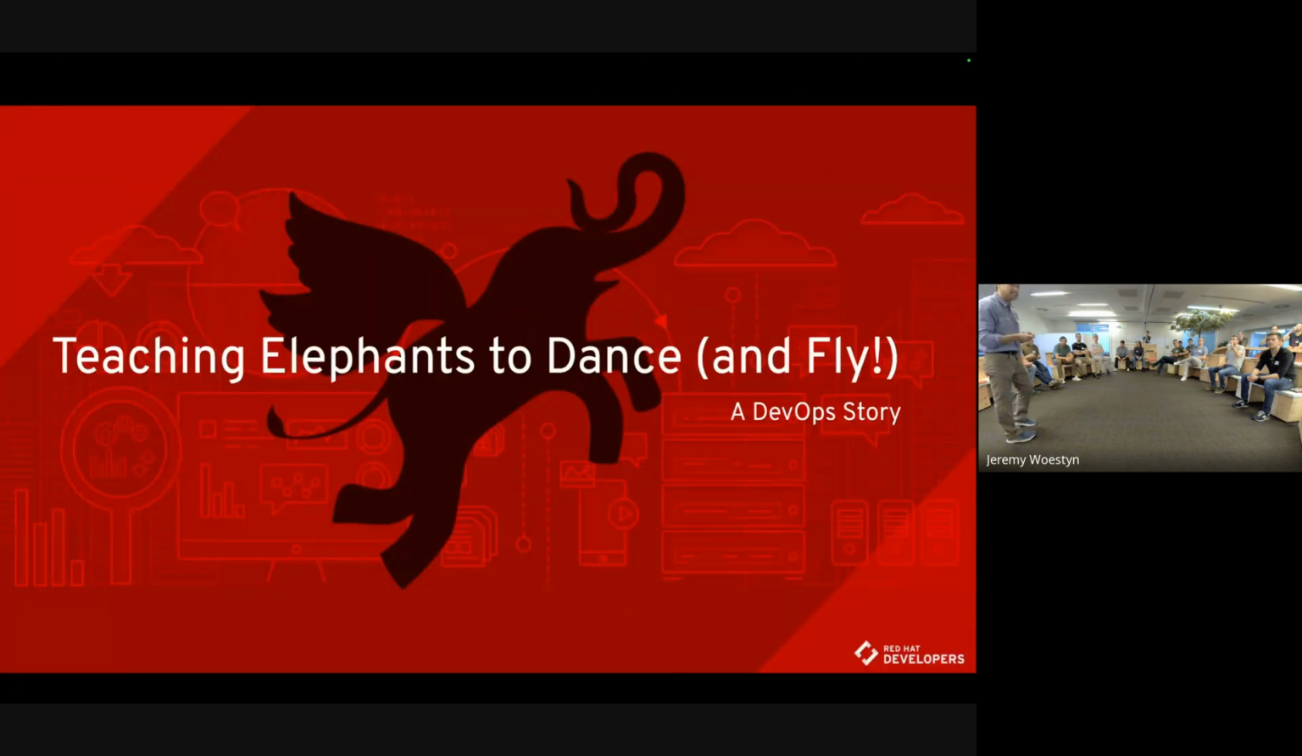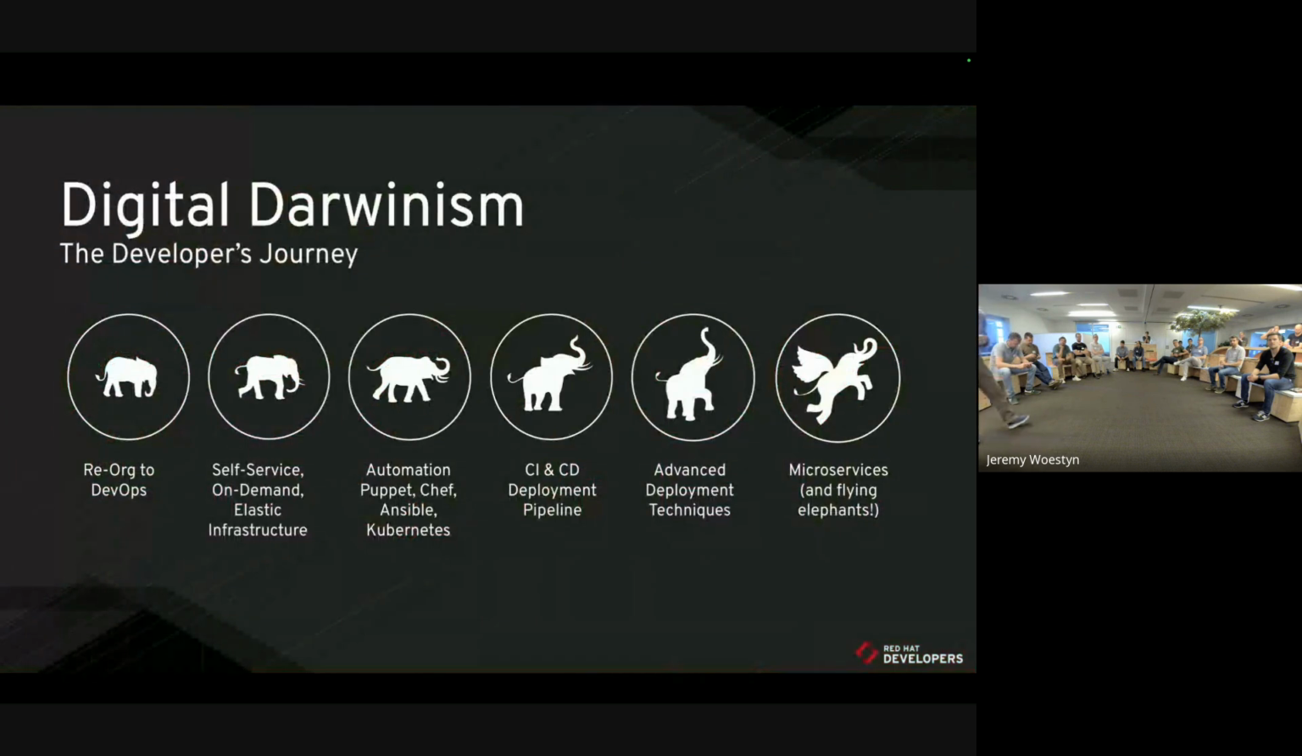So 2017, Teaching Elephants to Dance. I talked a lot about this digital Darwinism, this evolutionary process. Think about the DevOps mindset. Think about how self-service and elastic infrastructure impacts the world. Does a developer have to file a ticket, or can they immediately get access to resources? Think about your automation, whether that be Puppet, Chef or Ansible. I know no one talks about Puppet and Chef anymore. They're basically dead and gone. But Ansible at this point, or Kubernetes, Argo CD. Think about your automation capability.